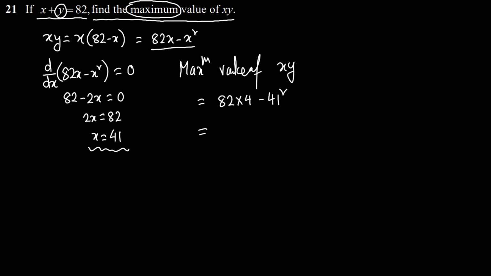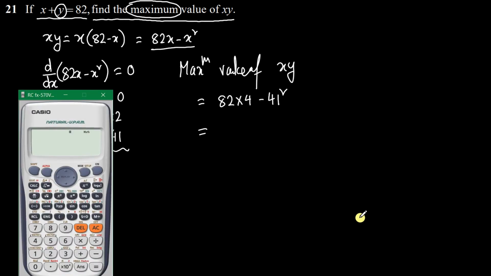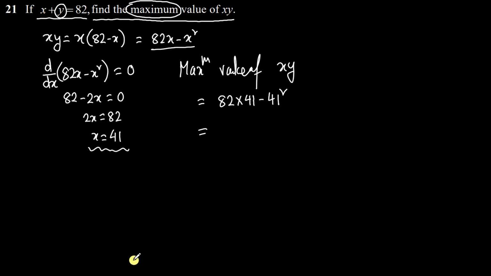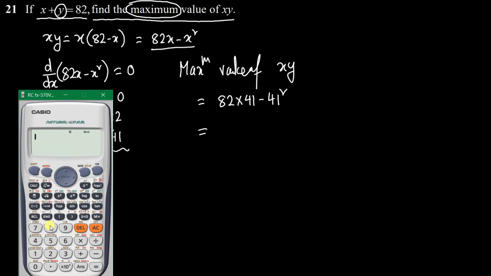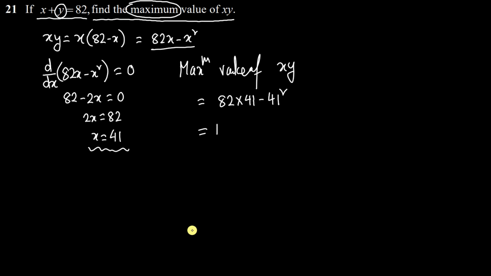Let's use the calculator for doing that. Here 82 into 41 minus 41 squared, which gives us 1681. So 1681 is the answer to this question.